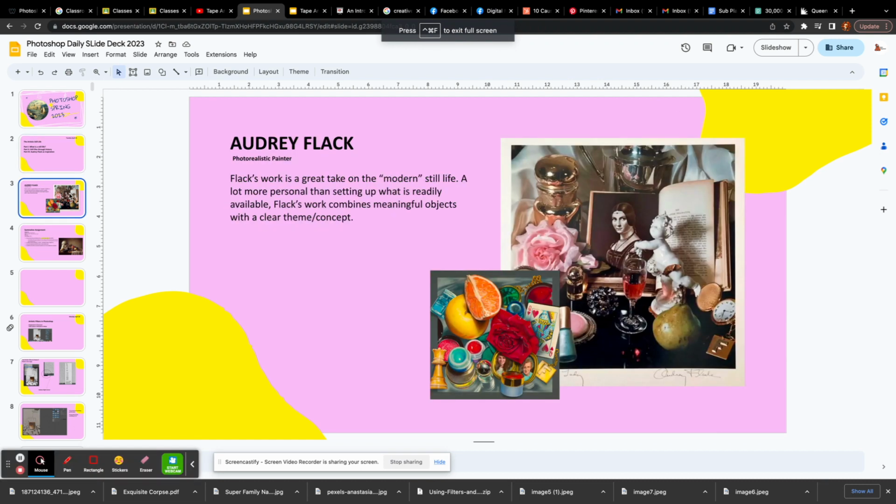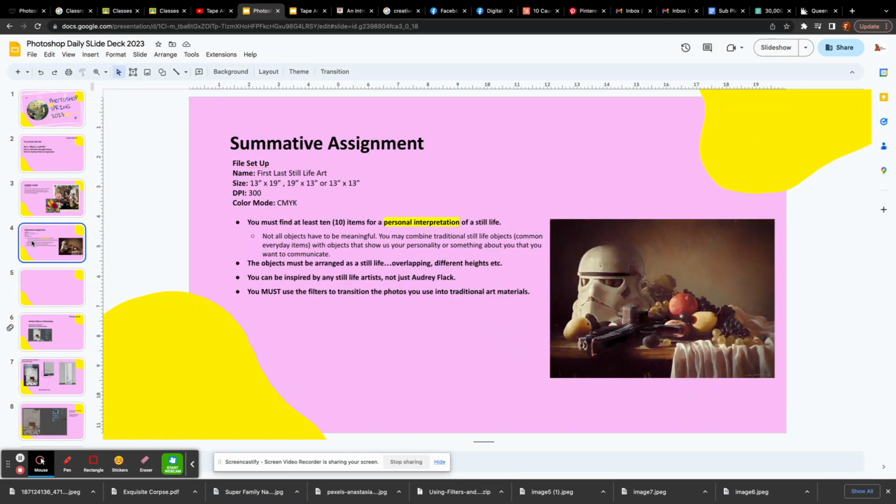But let's just talk about Audrey Flack real quickly. You don't have to use Audrey Flack as your inspiration. You can look her up, you can find other artists that look like hers. She's a great take on the modern still life, a lot more personal than just setting up what is readily available. Her work combines meaningful objects with a clear theme or prompt. So, what does this mean for you guys?